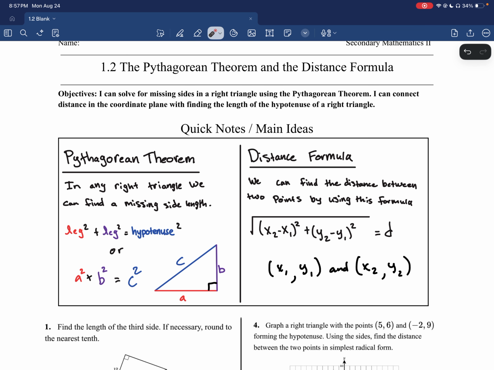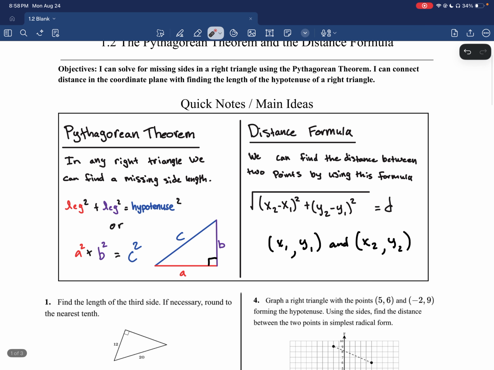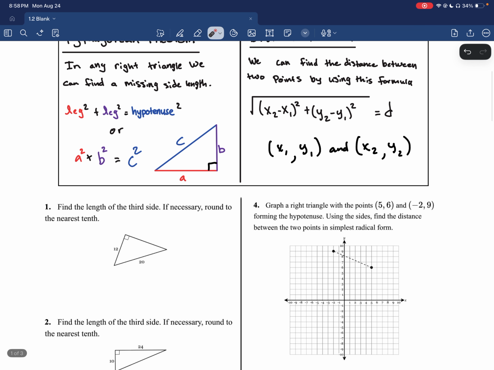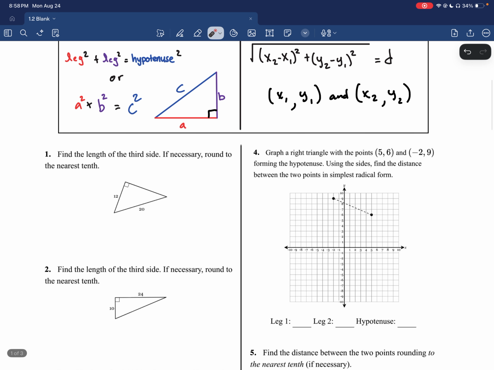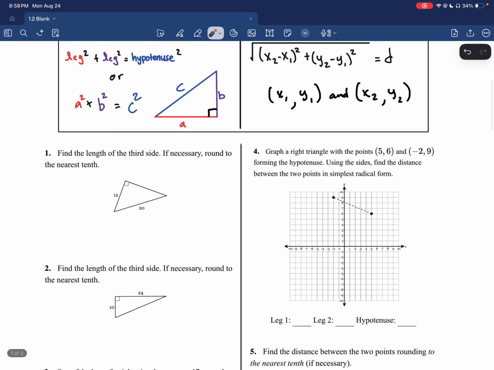We'll take a look at some examples. So let's jump into it. Example 1: find the length of the third side, if necessary, round to the nearest tenth. So I've got a triangle here. I've got two side lengths, and I need to find my missing side.